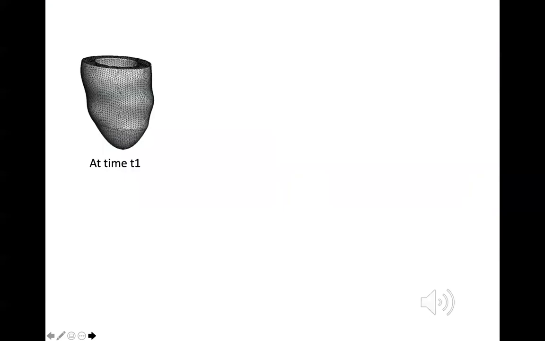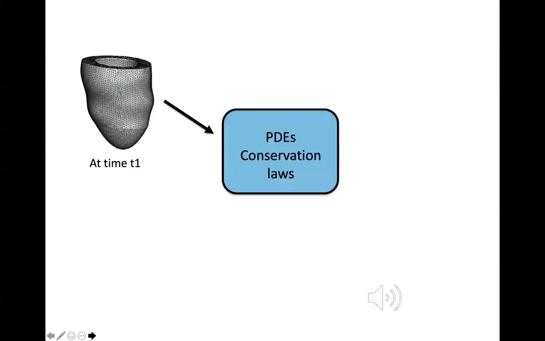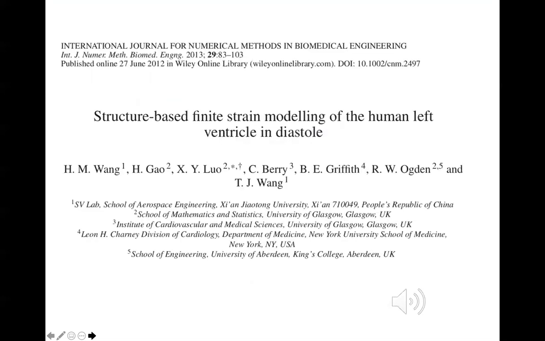We take the extracted mesh as a reference time point T1, typically taken at early diastole. And the mechanics of the heart are mathematically described by nonlinear coupled partial differential equations subject to certain conservation laws. Now, you don't need to know the details of this mathematical model for the purpose of this talk, but if you want to read up on it, here's a paper written by my colleagues.